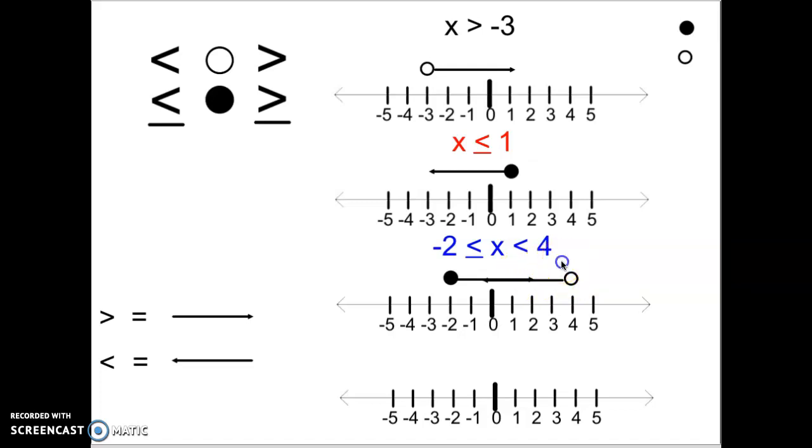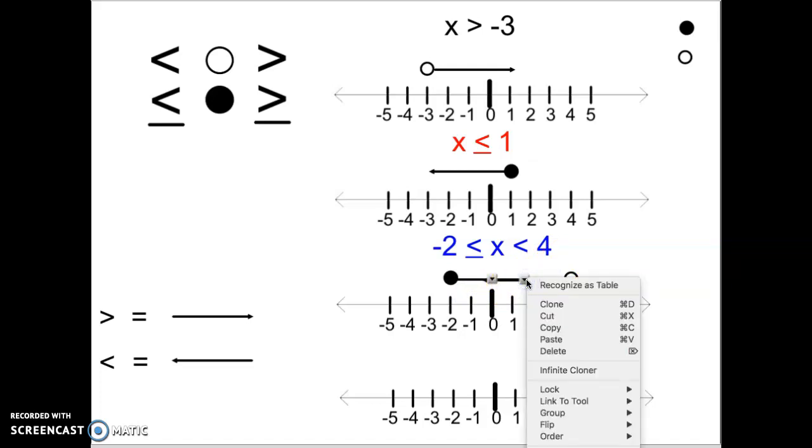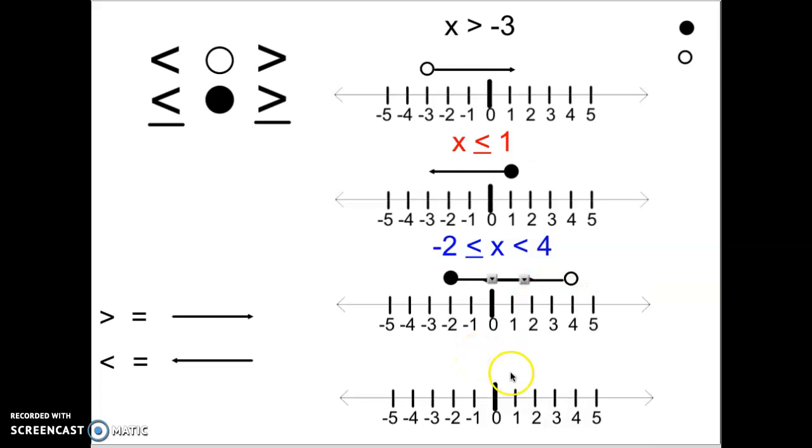Let's see if I can do this live right here. We're going to take those 2 points right there, and looks like I can't quite do it. I was going to remove the arrows, but I guess I can't, so I won't. But anyways, it would just be a solid line between those 2 points.